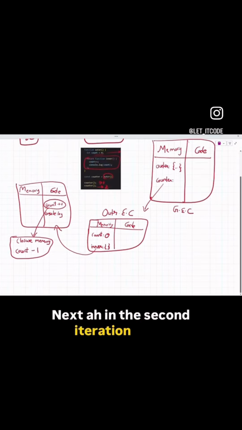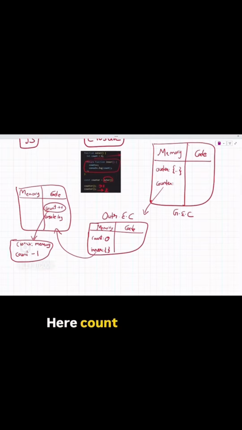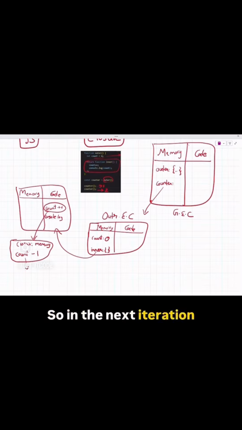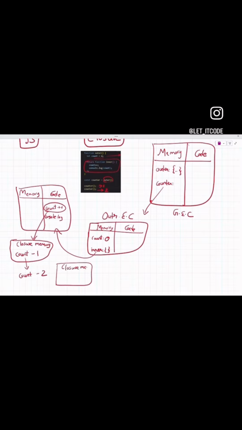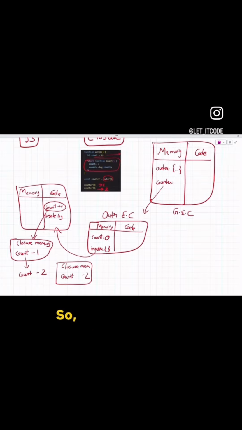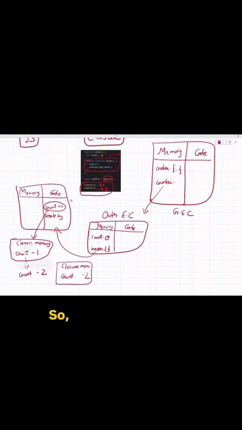Next, in the second iteration, the inner function executes again and it accesses the count variable from the closure memory. Here the count value is 1. So in the next iteration, it will increment the count value to 2. Now this closure memory stores the count value as 2. So every call to this counter remembers the previous state of the count. So this particular way of remembering is called the closure.